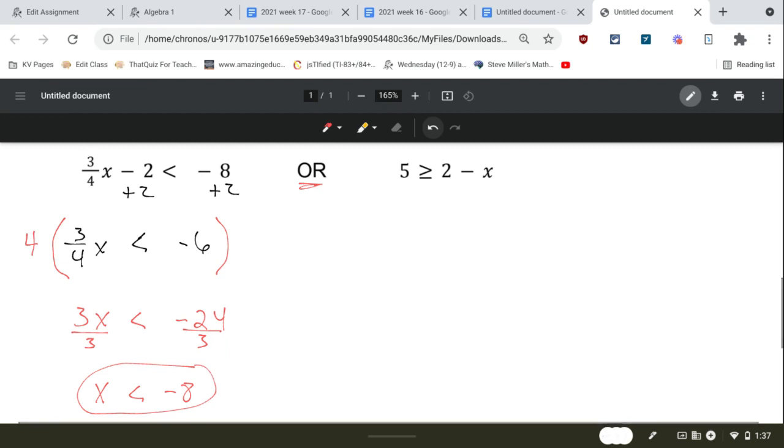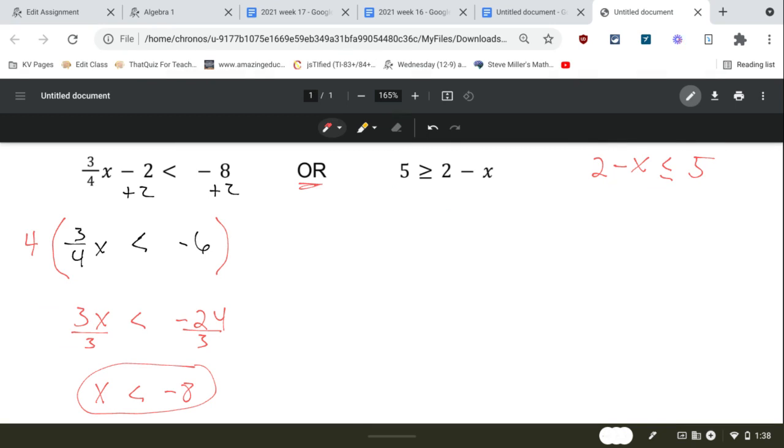Okay, save that one. Now this inequality on the right-hand side, a lot of people, because the variable is on the right, will flip this whole statement around. Instead of saying 5 is greater than or equal to 2 minus x, you could say that 2 minus x is less than or equal to 5. I'm just flipping that entire statement around. That way I have my variable on the left-hand side. A lot of people just prefer to solve it like that. I'll do it both ways just to show you that they're equivalent.